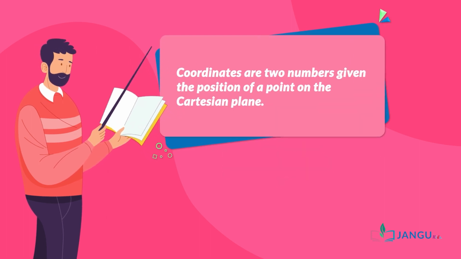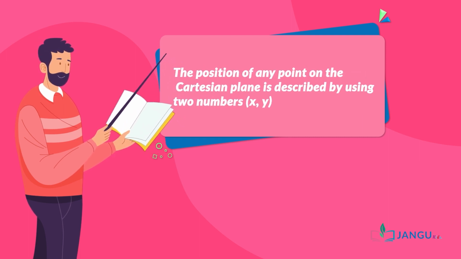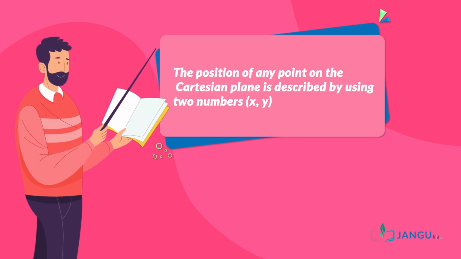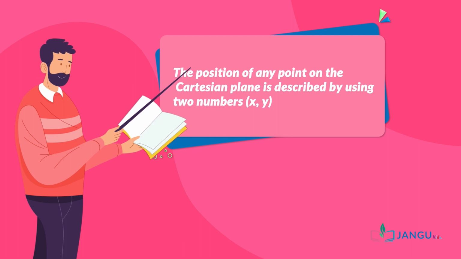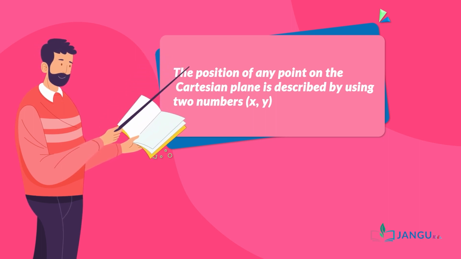Coordinates are two numbers that give the position of a point on the Cartesian plane. The position of any point on the Cartesian plane is described by using two numbers, x and y, and they are called an ordered pair since a specific order is used to represent the coordinates.